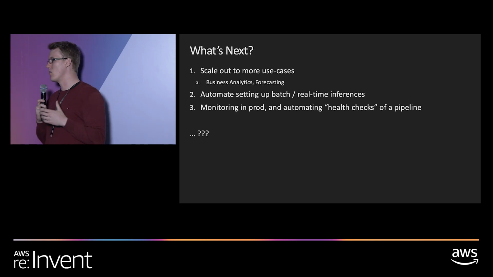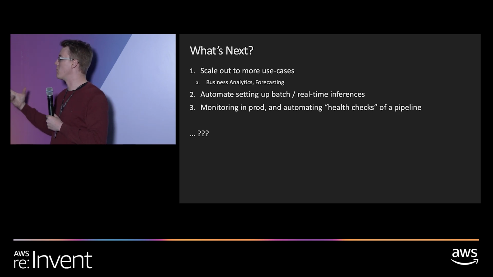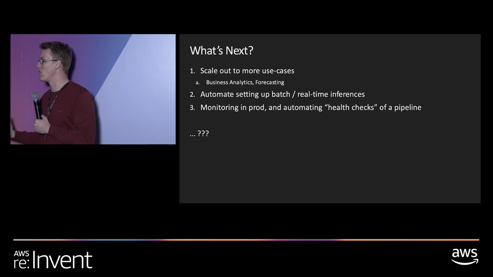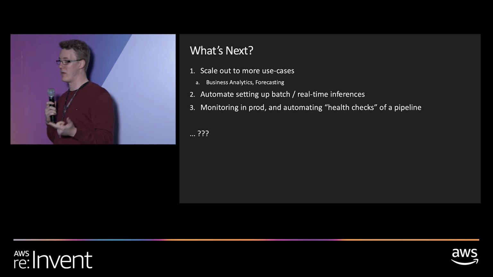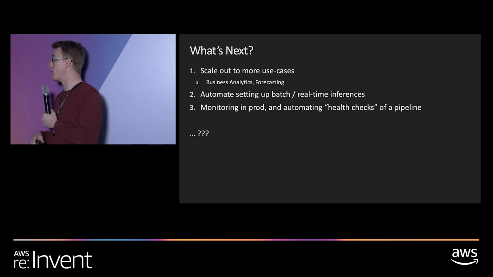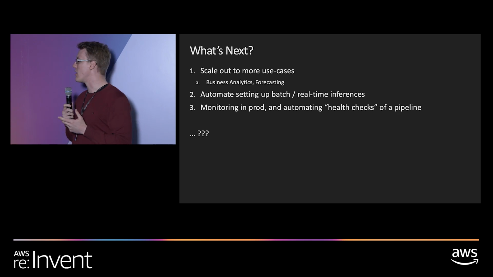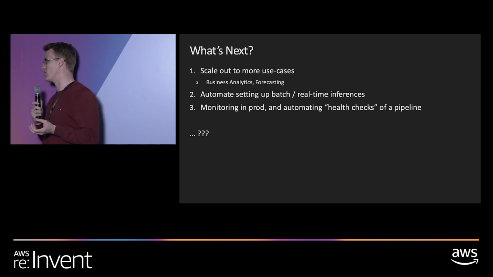And what's next? So obviously, scale out to more use cases. We have, let's say, the beginnings of data science models at NerdWallet. We have a lot of new use cases that we want to expand to. So things like business analytics, performance marketing, things like forecasting, et cetera, are key use cases for machine learning at NerdWallet. We want to automate setting up inference for the predictions that we produce.